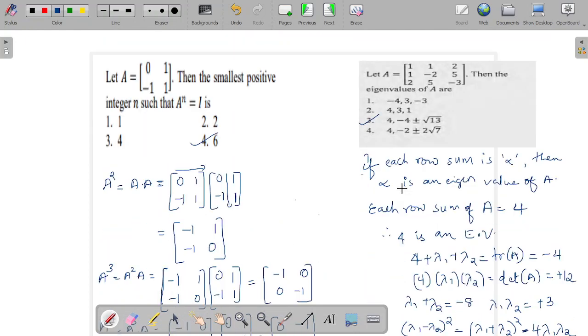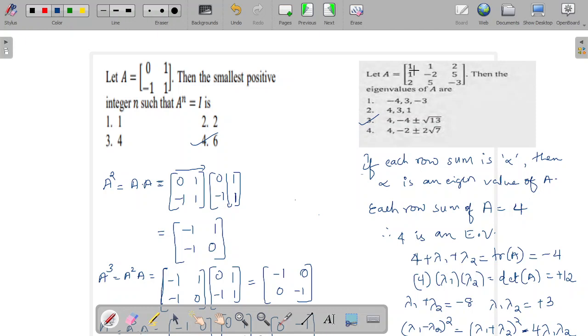Take up the second question. A equal to [2, 1, 1; 2, 1, -2; 5, 2, -3]... Then the eigenvalues of A are. Now you observe each row and each column of the given matrix. If each row sum is alpha, some constant, then alpha is an eigenvalue of A. Or if each column sum is alpha, then alpha is an eigenvalue of A. Anything is fine. Now take up the first row, add up all the elements of the first row.